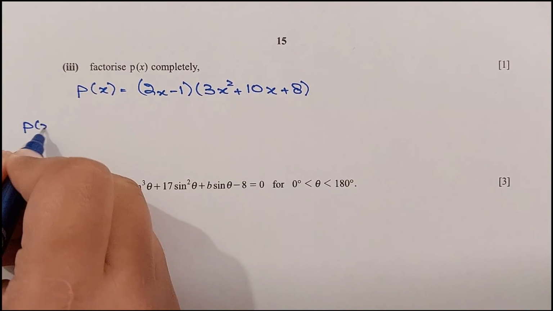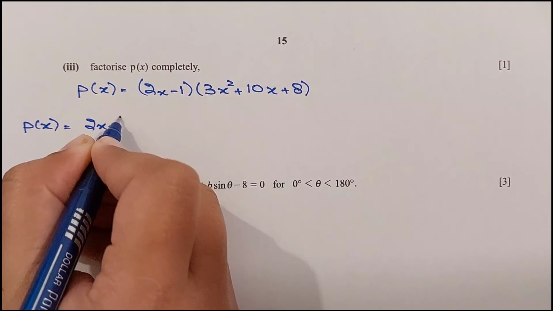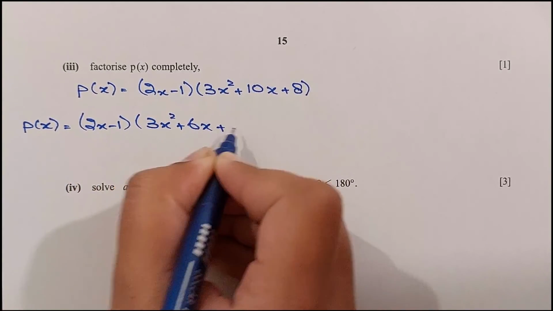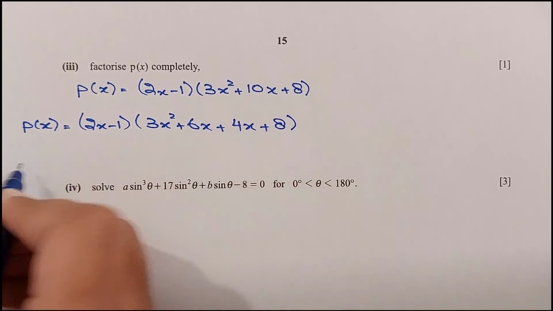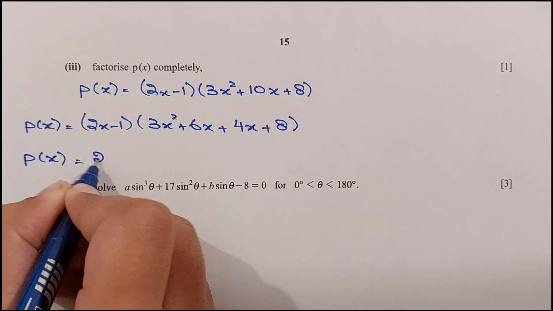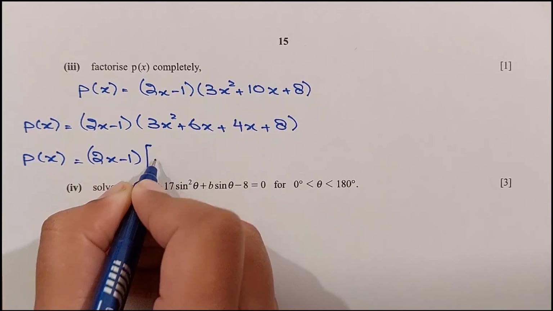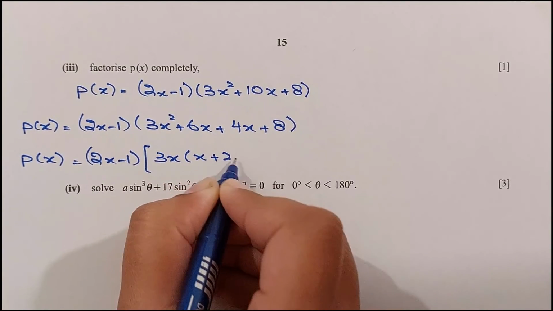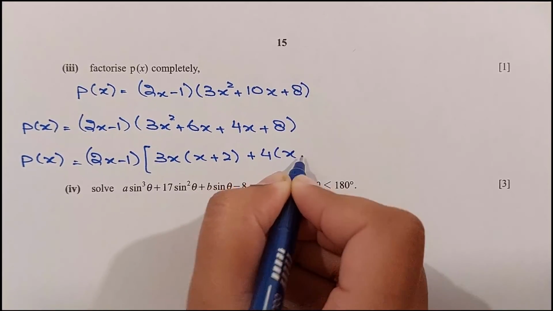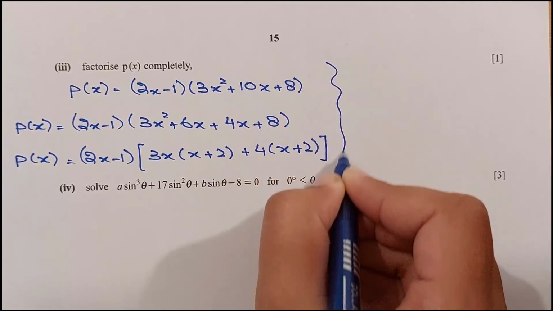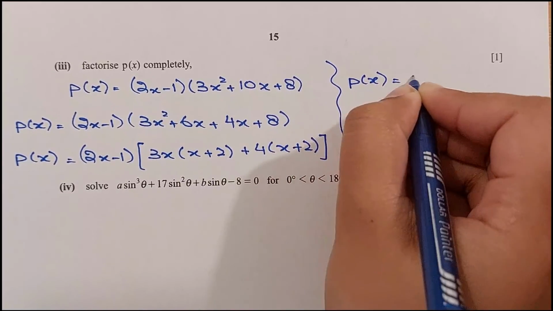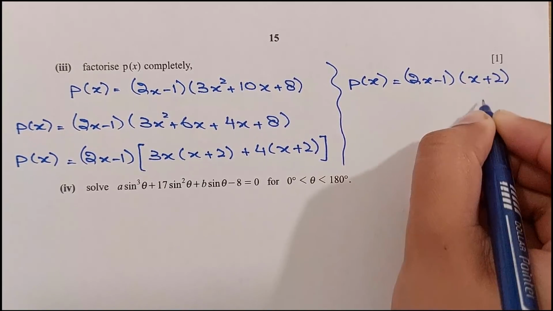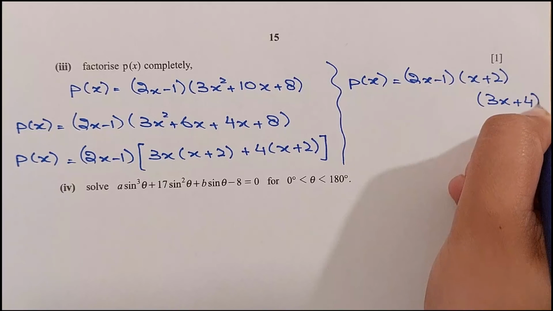So we can say p of x is equal to 2x minus 1, 3x square plus 6x plus 4x plus 8. So p of x is equal to 2x minus 1. Let me take 3x common. So we have x, and 3 times 2 is 6, x plus 2, and positive 4 is common, x plus 2. Okay, so the factorized form of p of x is 2x minus 1, x plus 2, and the last factor is 3x plus 4, right?